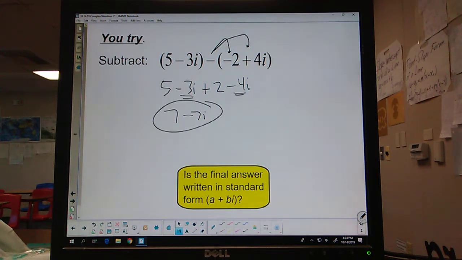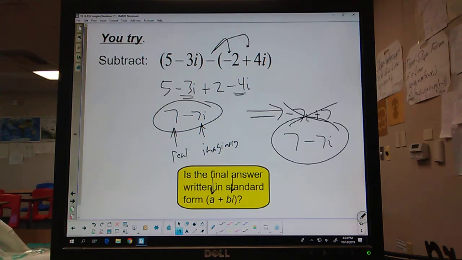Now on this little screen I always have, is the final answer written in standard form? Real part followed by the imaginary part. Yes, real part is the 7. Imaginary part is the 7i, negative 7i. All right, in other words, you don't write this. You don't write negative 7i and then plus 7. Your numbers are correct, but your form has to have the 7 followed by the negative 7i. So don't write it that way. That's not the standard form up there.